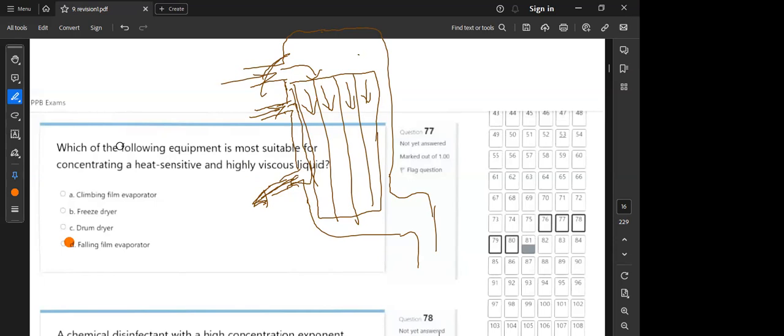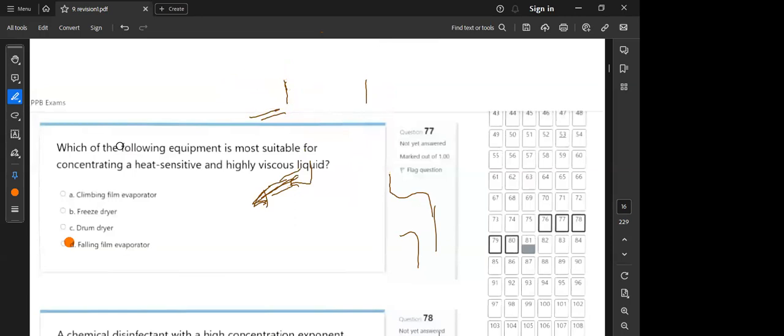It's saying freeze drying is a process that involves freezing the liquid at very low temperatures and then removing the ice through sublimation, where ice changes directly into vapor. Heat-sensitive compounds are preserved because they are subjected to minimal heat during sublimation. It's excellent for preserving the quality of sensitive materials such as pharmaceutical products, and the highly viscous nature of the liquid is not a problem.